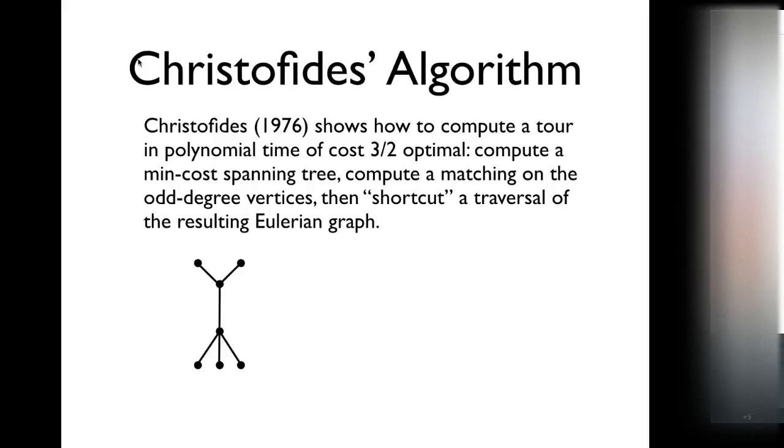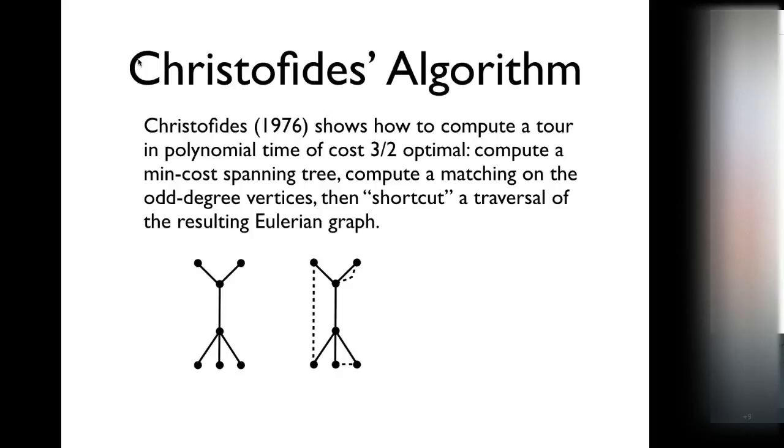He said, first, let's compute the min-cost spanning tree on the set of vertices in my graph. And then let me look at all the vertices that have odd degree in that spanning tree. And let me compute something called a min-cost perfect matching on those odd degree vertices. So I've drawn the matching edges in dashed lines here. A matching is just a case where I get a single edge that's incident to each one of the odd degree vertices. So I'm matching up those odd degree vertices.